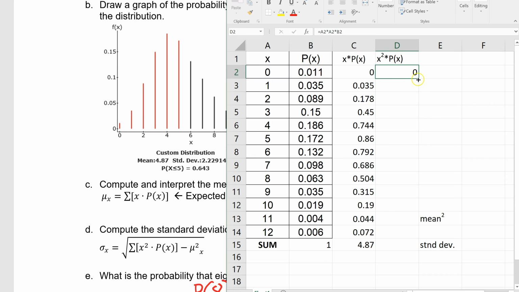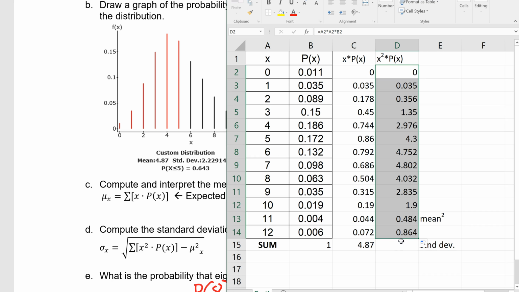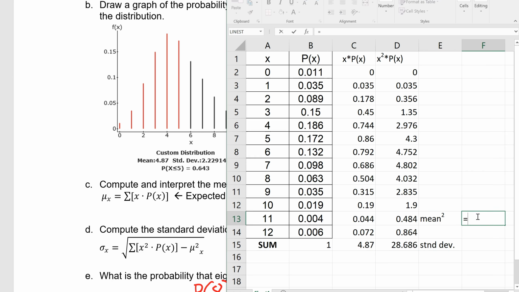Drag that same formula down. I now want to find the sum of that column. All right, so the sum of every x value squared multiplied with its probability is 28.686. Now to get the standard deviation, I need to take the mean and square it. So you can see I created a cell that says mean squared, and to the right of it I'm going to write equals. I'm going to take the mean and I will square it.